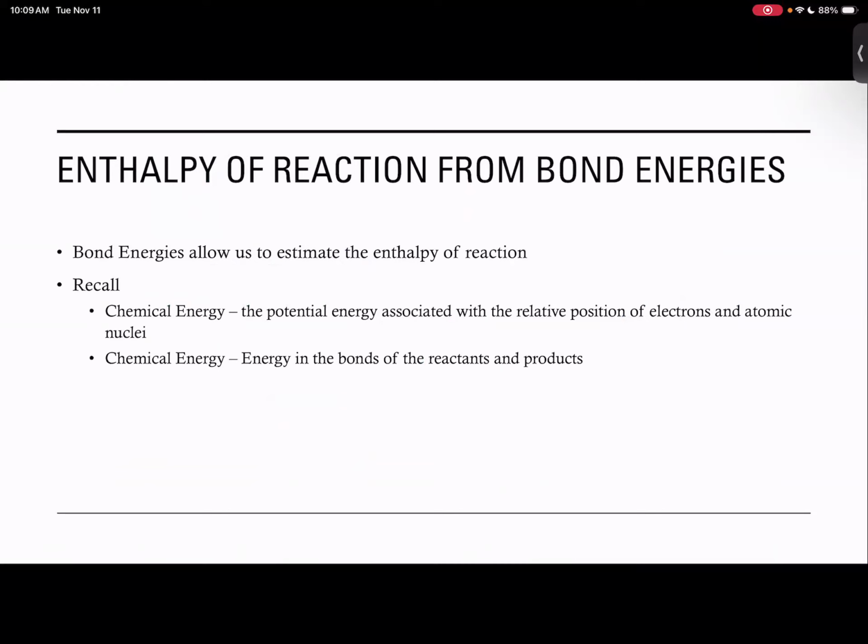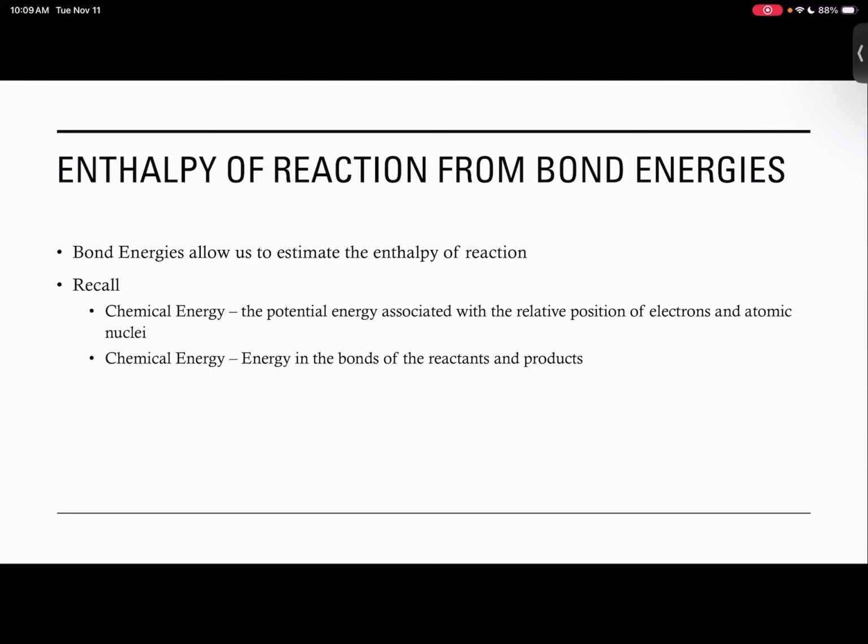Well, first of all, bond energies allow us to estimate the enthalpy of a reaction. Why would we want to estimate the enthalpy of reaction? Well, I don't want to walk into a laboratory and blow something up unless it's easily manageable. So it's better to do a little bit of math up front to make sure that when you walk into the laboratory, you don't blow yourself up. So bond enthalpies are another way where we can estimate the energy of a reaction.